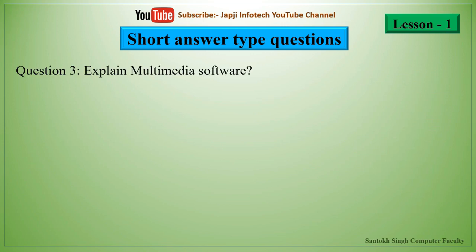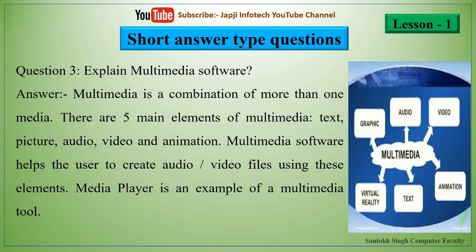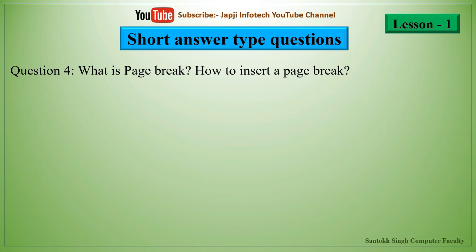And the third question is, explain multimedia software. So multimedia is a combination of more than one media. There are 5 main elements of multimedia: text, picture, audio, video, and animation. So multimedia software helps the user to create audio or video files using these elements. So media player is an example of a multimedia tool. So our fourth question is, what is a page break?